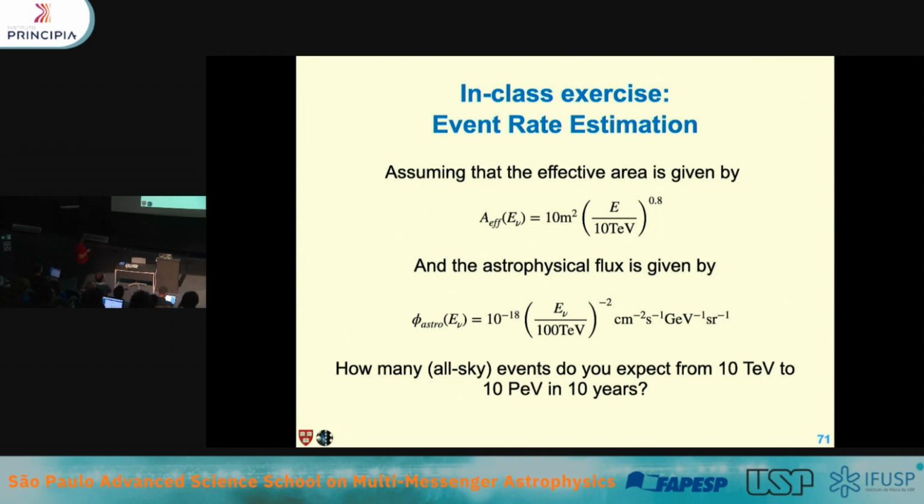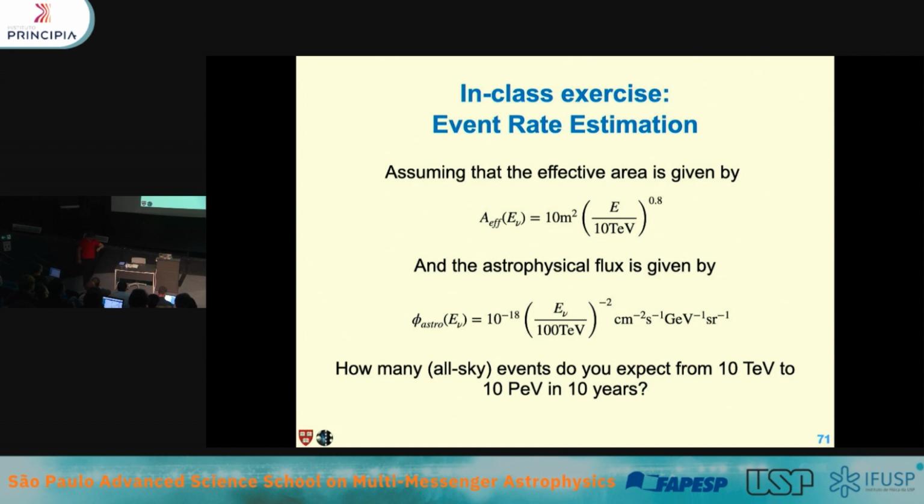So suppose that the effective area of a neutrino telescope is given by this formula. It's 10 meters squared at 10 TeV, okay? And it scales like energy to the 0.8, which is what's given by muon ranges and cross sections. And assume that the neutrino flux is given by a power law, which is 10 to the minus 18 in these units at 100 TeV. If I think about how many events all sky, and assume this is valid through the whole sky, how many events do you expect between this energy and this energy in 10 TeV?